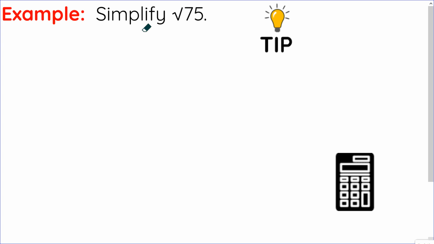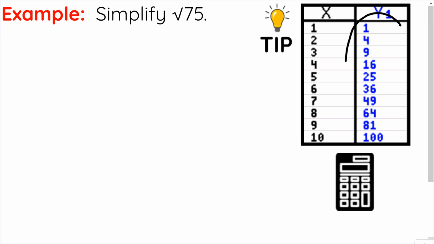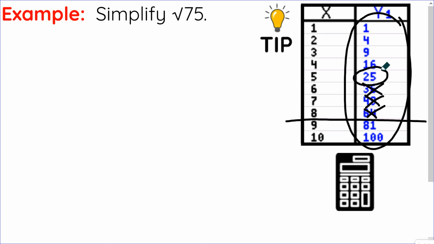So let's get started with our first example. If I want to evaluate the square root of 75, in my last video, I showed you guys how to generate perfect squares on your calculator. So here are the first 10 perfect squares. I want to find the highest perfect square factor. I know it's not going to be any higher than the number itself, which is 75. So you could almost work backwards if you wanted to. So 64 doesn't work, 49 doesn't work, 36 doesn't work, 25 works. That would be the highest perfect square factor.